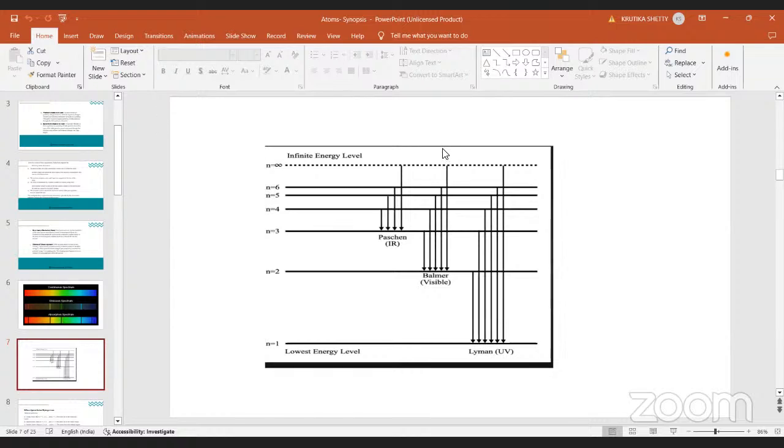Today we are going to start with the next point, that is the energy level diagram. Here you can see the energy level diagram for the hydrogen atom. Let us discuss that. First we need to understand what we mean by energy level diagram.